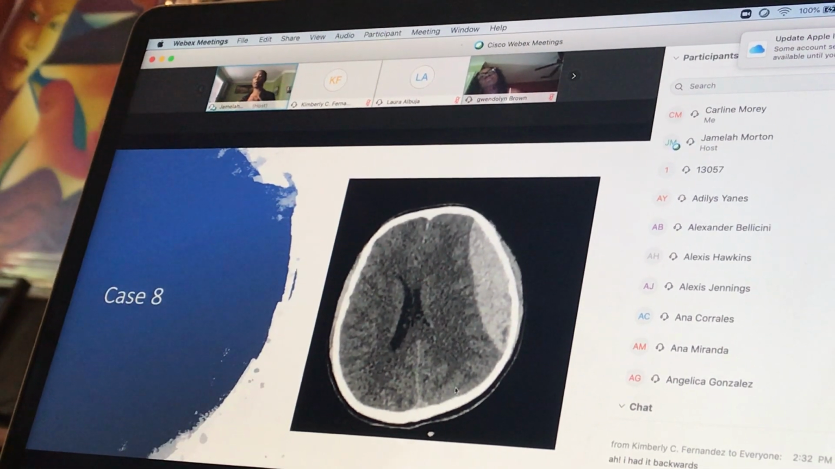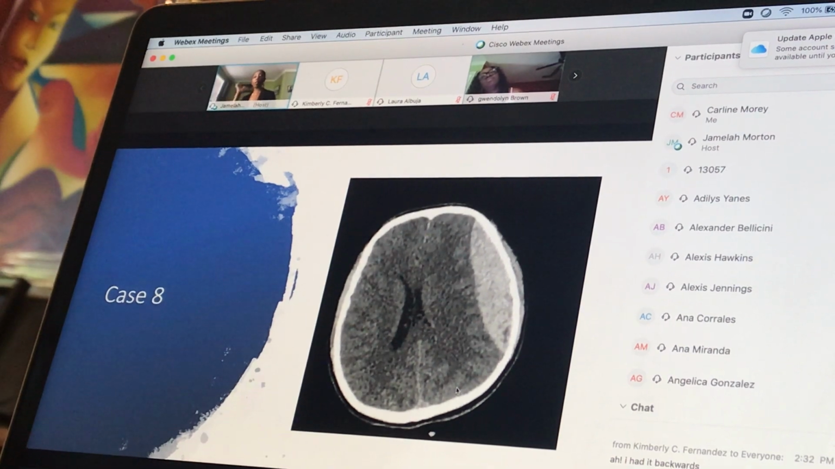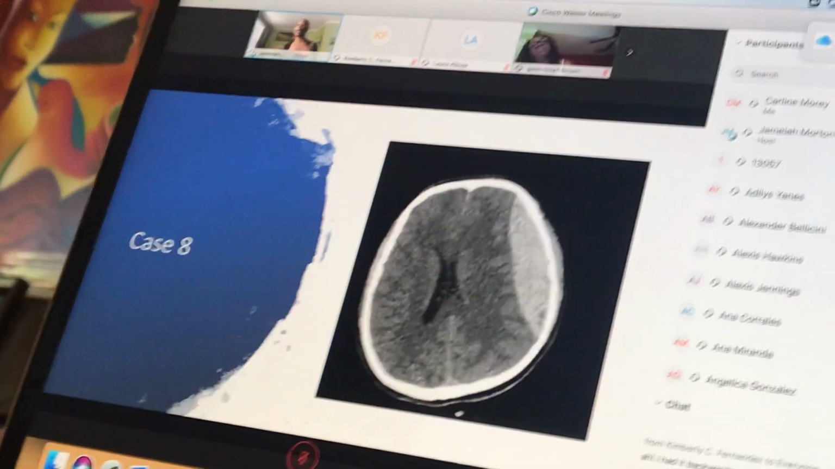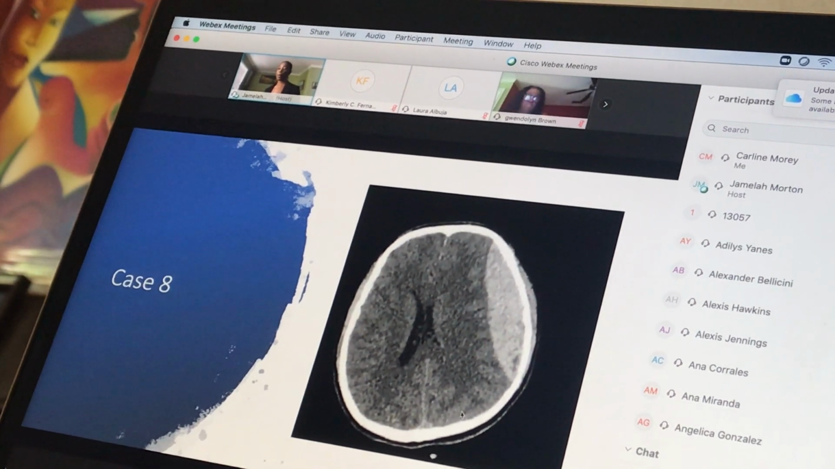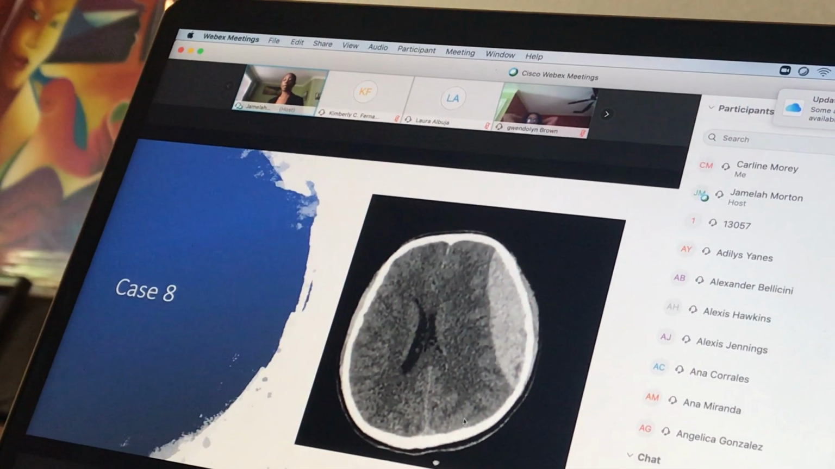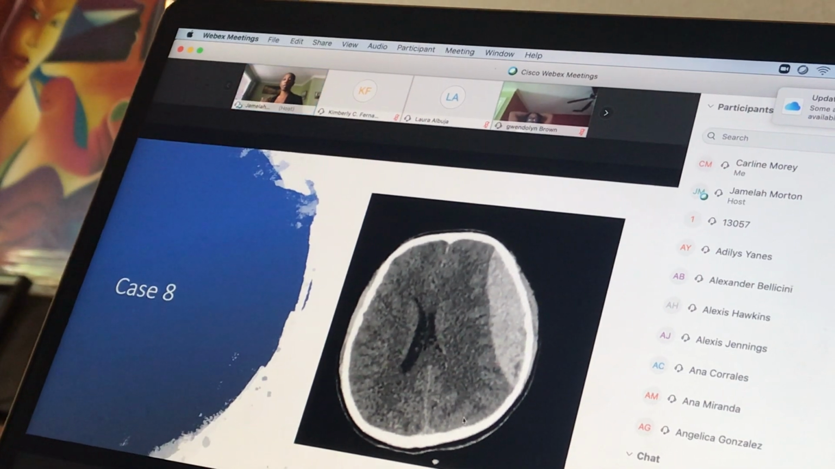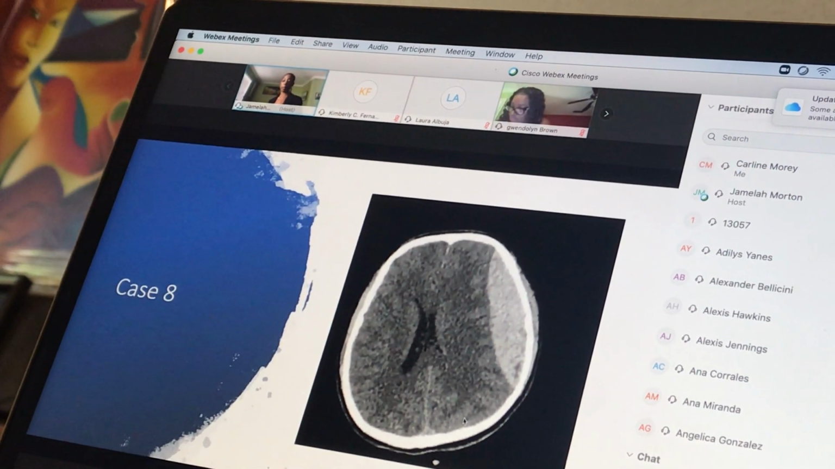Okay? In this case, this guy has this lucid interval. You have this CT here that gives you this convex shape. It's usually over the temporal lobe that you see this, and this is an epidural hematoma. Okay? Epidural hematomas are dangerous. They need to be dealt with emergently, or patients do really badly.